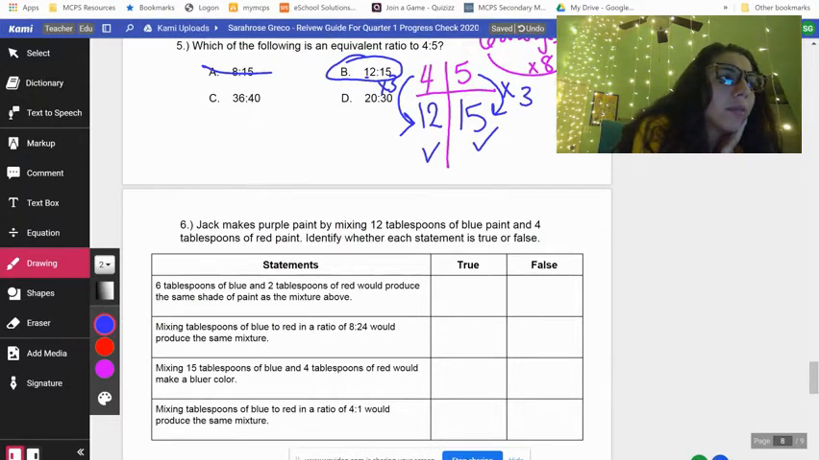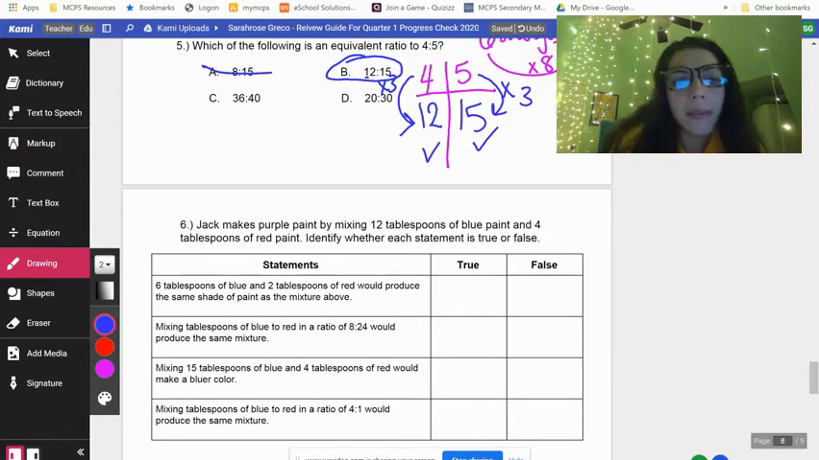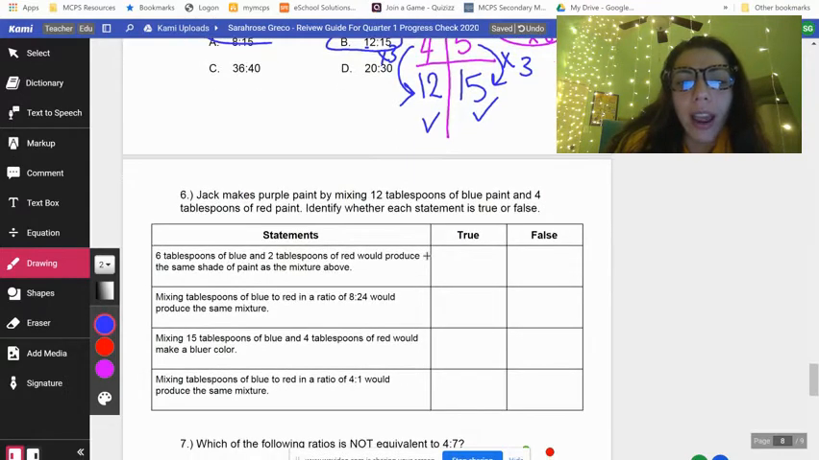Number 6. Jack makes purple paint by mixing 12 tablespoons of blue paint and 4 tablespoons of red paint. Identify whether each statement is true or false. First statement, 6 tablespoons of blue and 2 tablespoons of red would produce the same shade of paint as the mixture above.